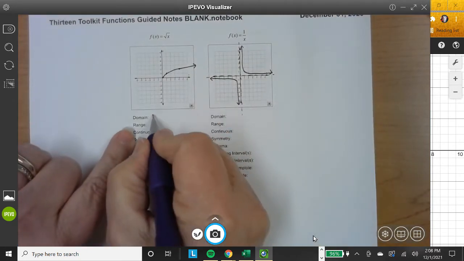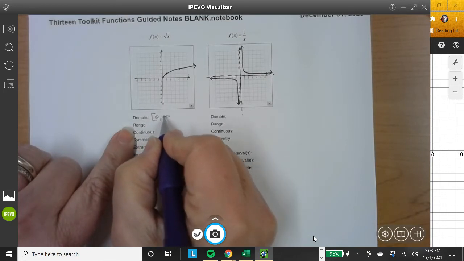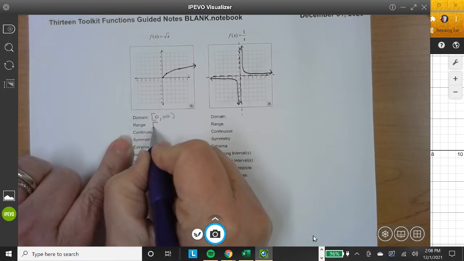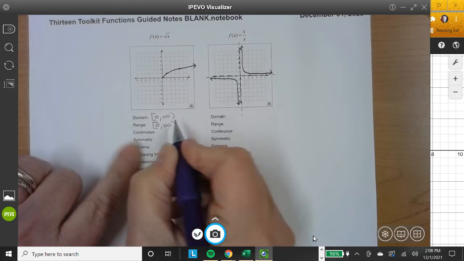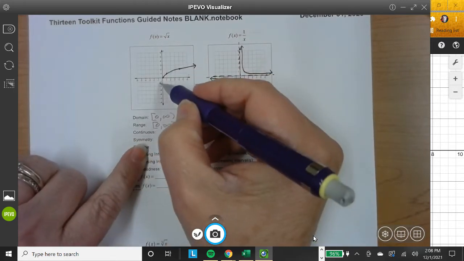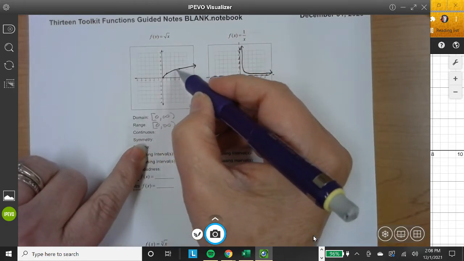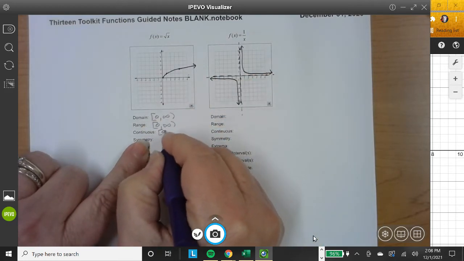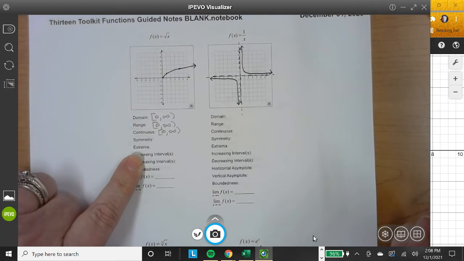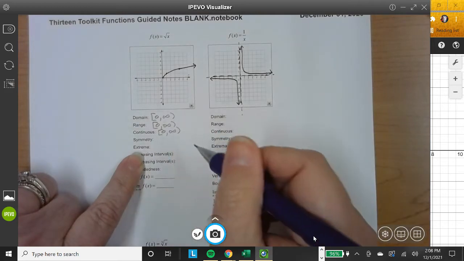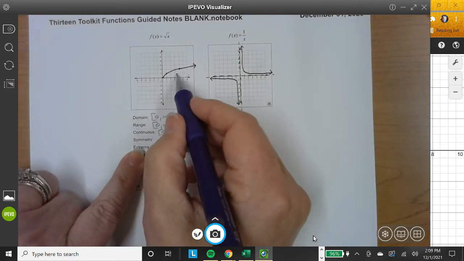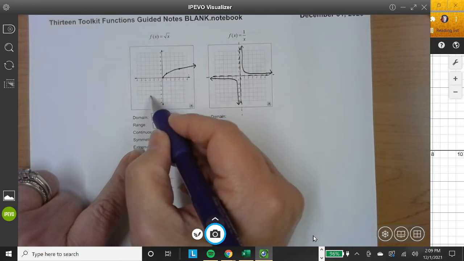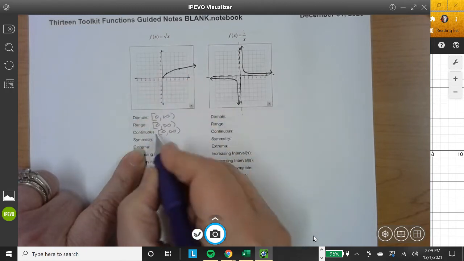Its domain is 0 to infinity inclusive. The range is the same, 0 to infinity. Is this function continuous? It is. From the second I put my pencil on the page and I draw it, I don't have to pick it up. So this is definitely continuous from 0 to infinity for when it exists. The symmetry, well, clearly this is not symmetric with respect to the origin or the y-axis, so there is none.